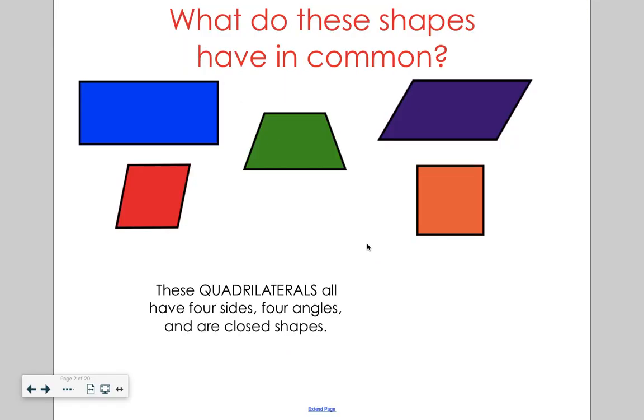Hello everybody. Today we're going to look at what these shapes all have in common. These are all quadrilaterals. They have four sides, four angles, and are closed shapes, which means they're polygons. They don't have any curved lines. They don't have any gaps or openings in them. They have two lines connecting at all times.